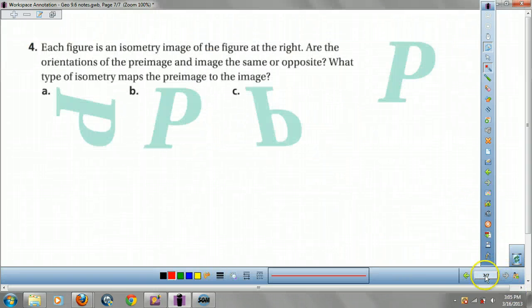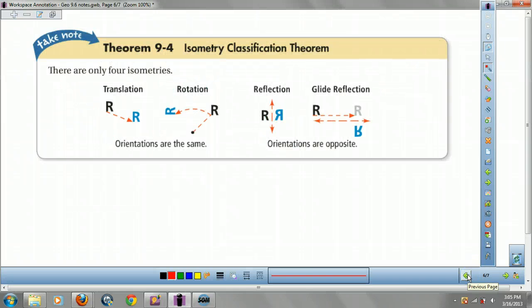What's this last slide? Oh yeah. Okay, some things to keep in mind. There's only 4 isometries. Translation, rotation, reflection, glide reflection. Translations and rotations are the only ones that keep the same orientation. That means if you're looking at the letter R, it's not backwards. Okay? Reflections and glide reflections, now when you look at the letter R, it's backwards. If you don't believe me, look at your computer screen upside down for the glide reflection. And it's backwards. Okay? So anything with reflection is backwards, just like when you look into a mirror. Okay?